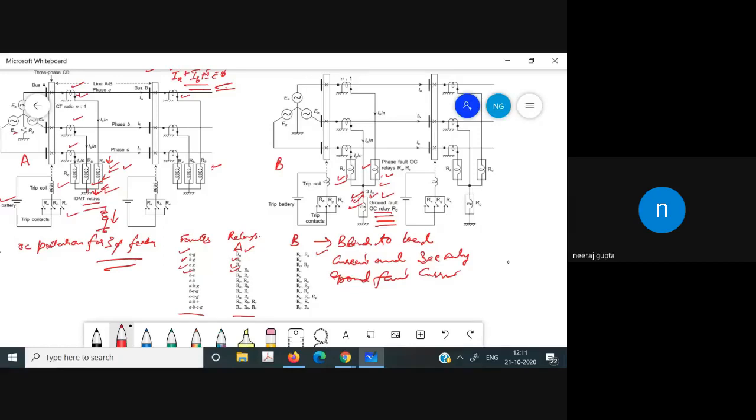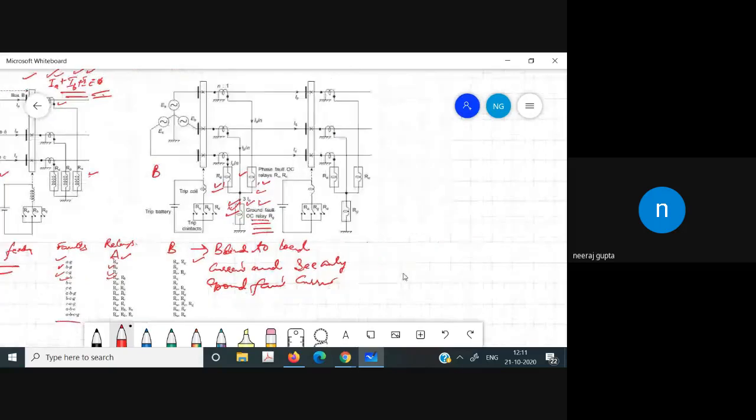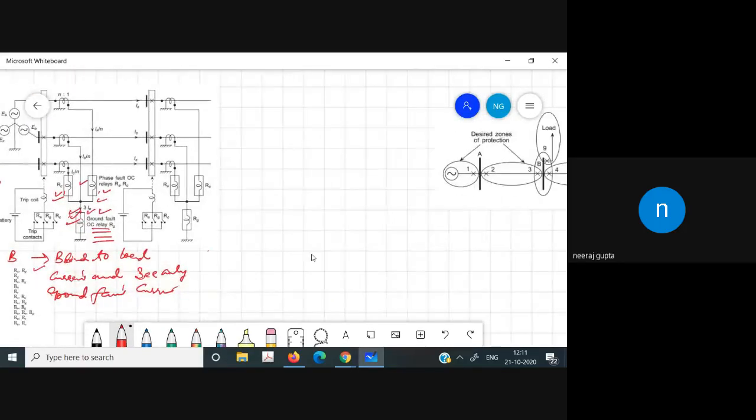This also depends upon the understanding of the protection engineer, how he sees the thing, so that he has to take into consideration the reliability, and the cost consideration should also be there. Now, next is the directional overcurrent relay. Next, we discuss the directional overcurrent relay.